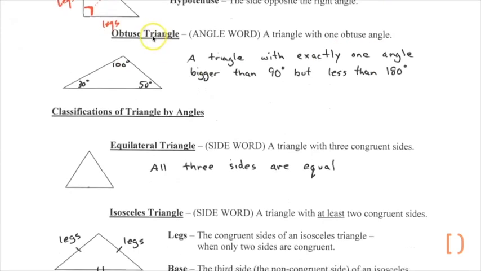An obtuse triangle. An obtuse triangle is a triangle with one angle that's obtuse, one angle that's bigger than 90. That's what obtuse means. Greater than 90, but less than 180. Because if it's more than 180, you wouldn't have a triangle. That makes this an obtuse triangle.